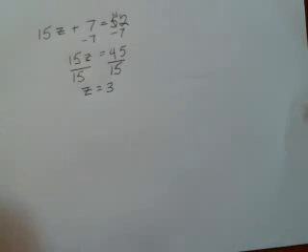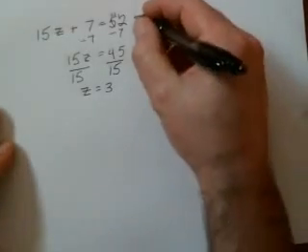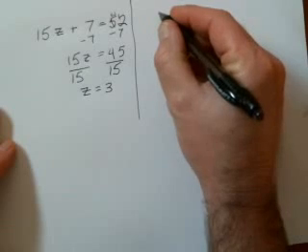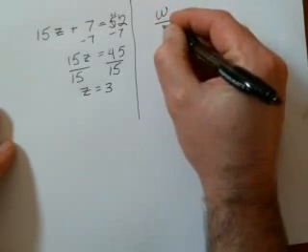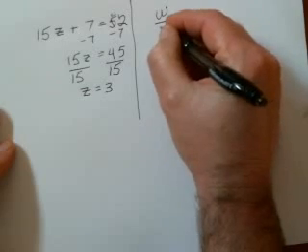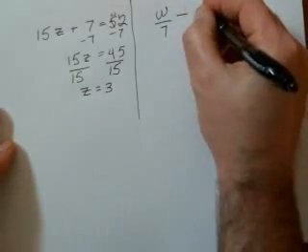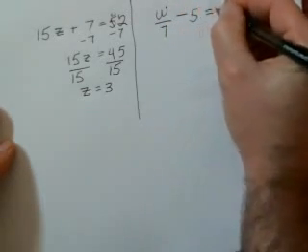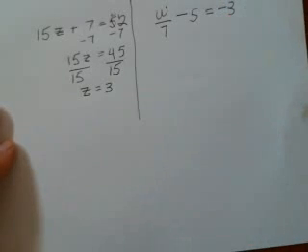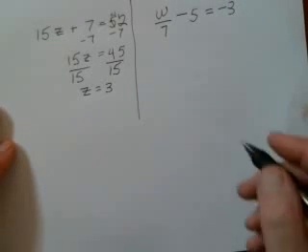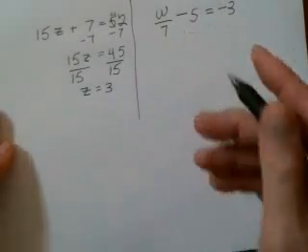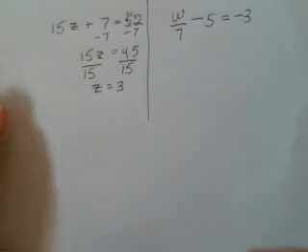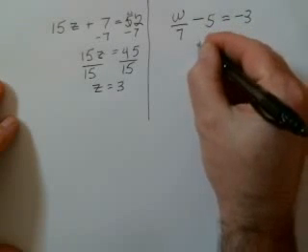Okay. I'm going to try one now with a fraction. So I'm just going to go over here. This one will be over here now. I'm going to try w over 7 minus 5 is equal to negative 3. Okay, so that's right up at the top there. I'm going to add 5 to both sides. Let me get this straightened up a little bit. I'm going to add 5 to both sides.